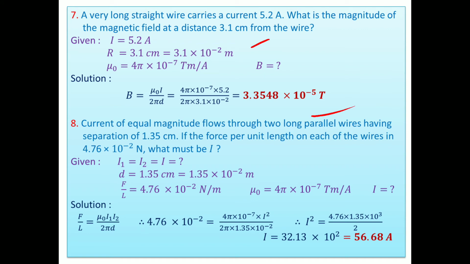Now, number 8. Current of equal magnitude flows through two long parallel wires having a separation of 1.35 centimeter.